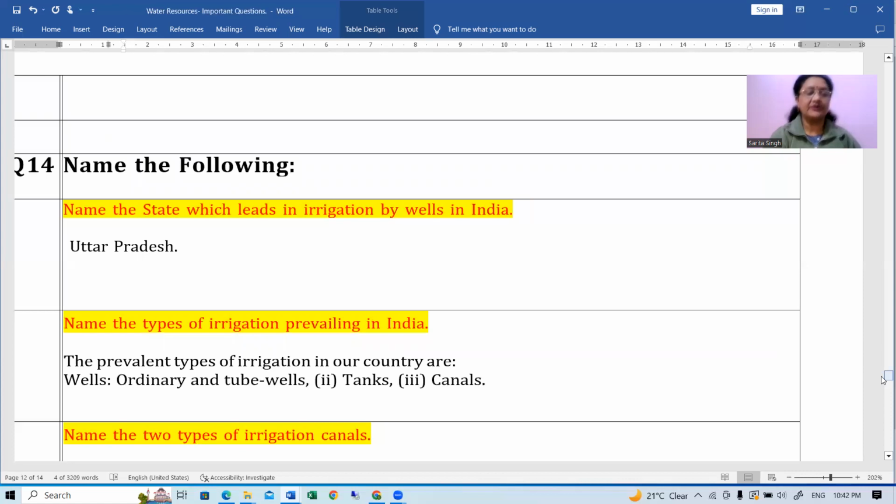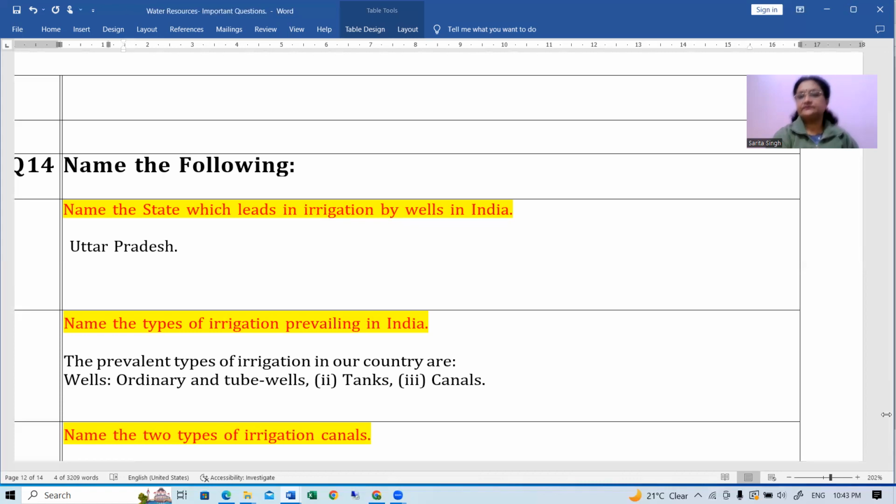The state in the number one position is actually Uttar Pradesh. Number two, the second question is: name the types of irrigation prevailing in India. The prevalent types of irrigation present in India are wells, ordinary as well as tube wells, then tank irrigation, then canal irrigation. These are all the various means of irrigation.